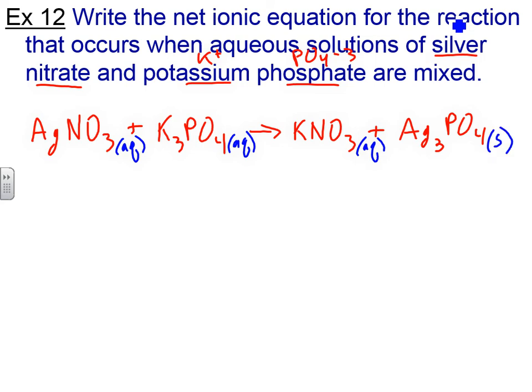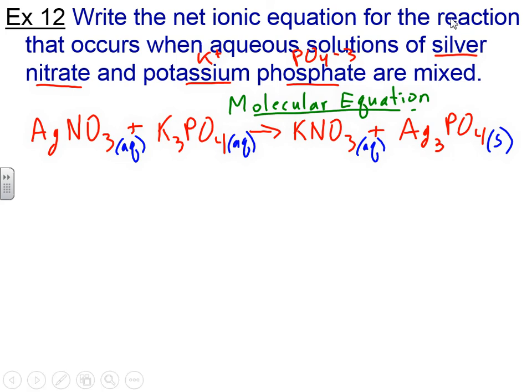So this is the first equation. This is the molecular equation. We can call this the molecular equation. It's really what we've done before, so this should not be new. All right, the full ionic equation is the first new one. So we're going to split up everything that exists in an aqueous state.